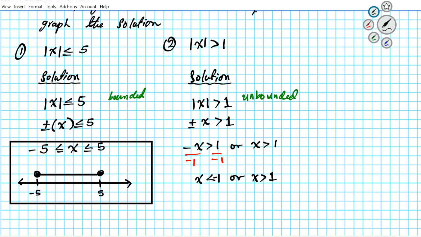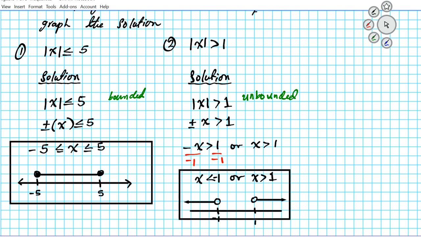Let's give ourselves a visual as to what we're talking about here so you can see exactly what's going on. So you have negative 1 and 1. The boundaries are going to be open because there are no lines underneath our inequality. So everything to the right of the right endpoint and everything to the left of the left endpoint will satisfy this inequality that we have right here. Ladies and gentlemen, this is the answer to question number 2.